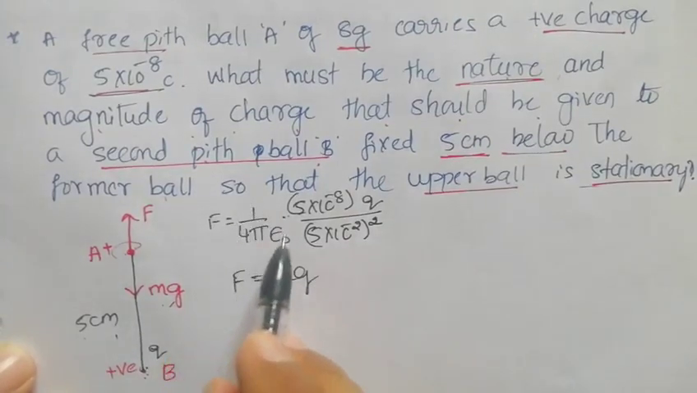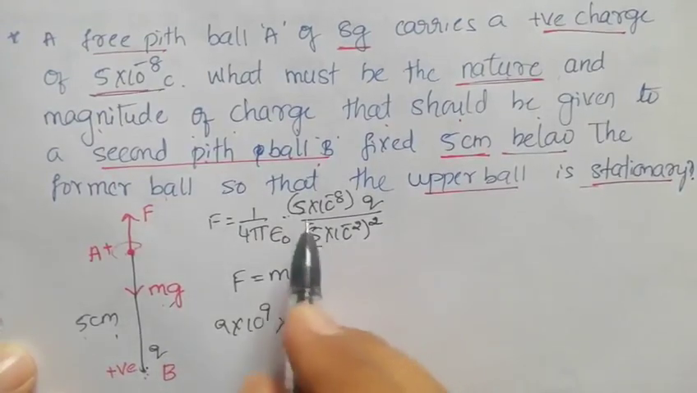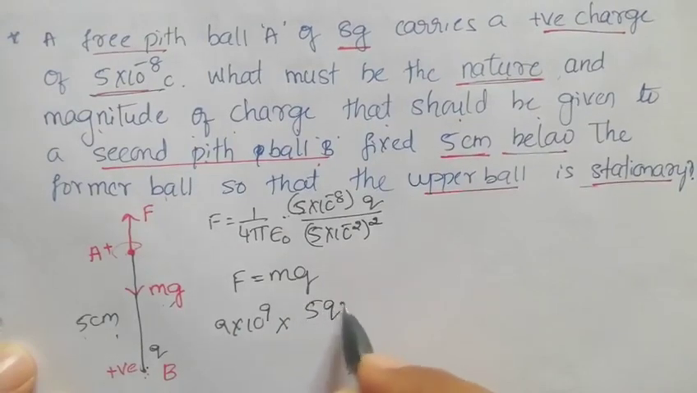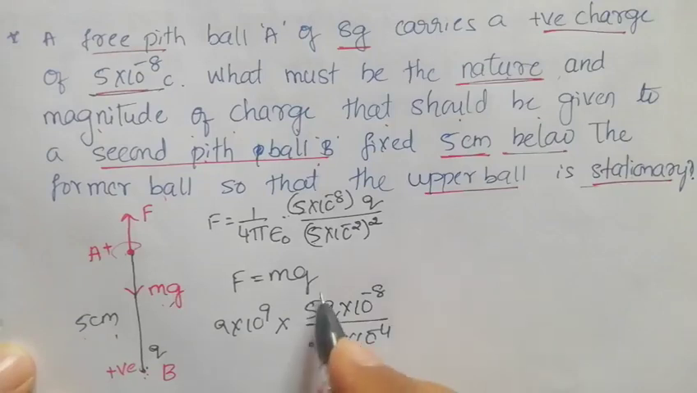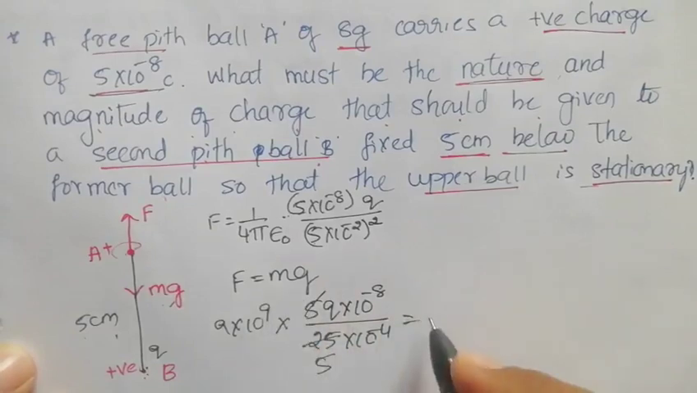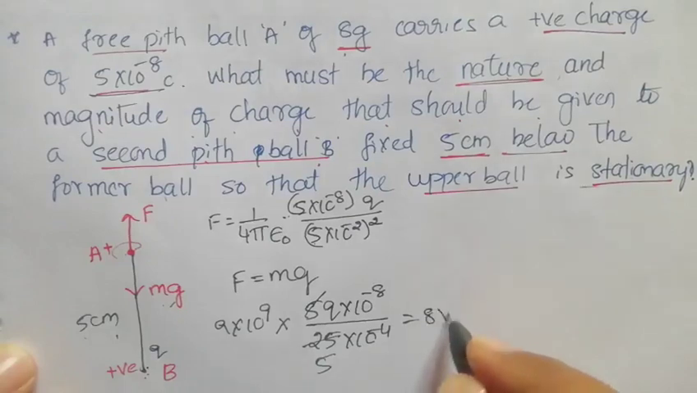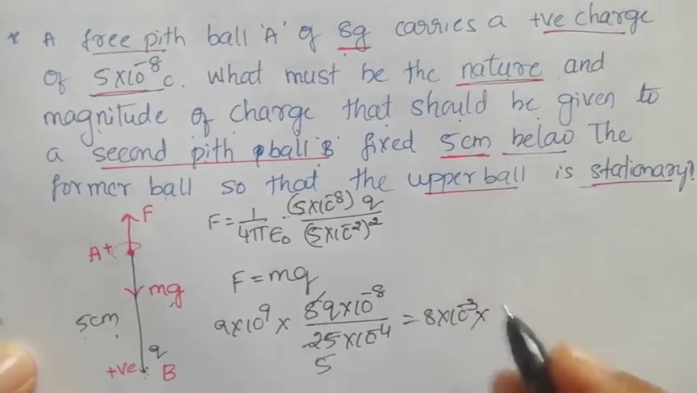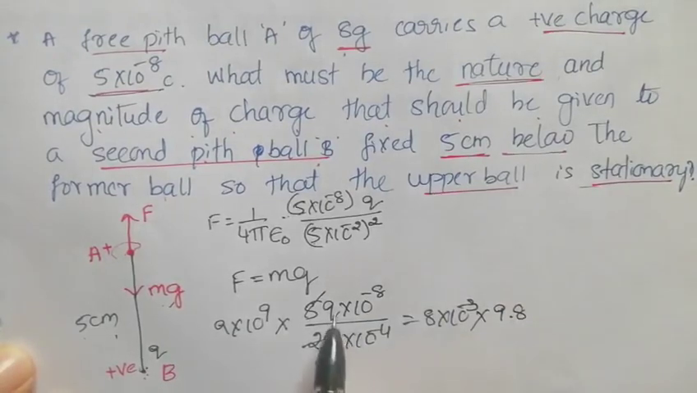So this is 1 by 4 pi epsilon naught. The value is 9 into 10 power 9, into 5q into 10 power minus 8, divided by the denominator, 25 into 10 power minus 4. So we are going to simplify now. This is going to cancel by 5 times. It will become equal to m into g. What is the m into g value? Mass is about 8 grams, so convert grams into kg. It is 8 into 10 power minus 3 into the g value. We take it as 9.8.